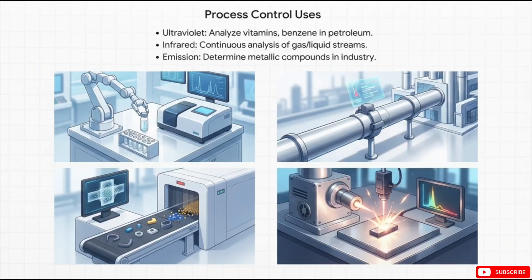Ultraviolet spectrometers are heavily used to analyze vitamin components or things like benzene and petroleum. Infrared spectrometers are often set up for continuous composition analysis, literally analyzing gas and liquid streams in real time as they flow through the pipes of a chemical plant. X-ray absorption is fantastic for measuring sulfur in oil or halogens in plastics. And emission spectroscopy, that's the go-to for heavy industry, analyzing metallic compounds like magnesium, aluminum, and steel.